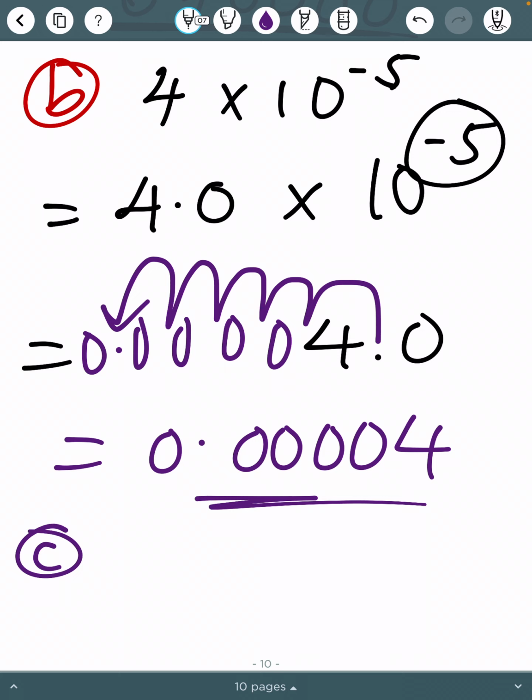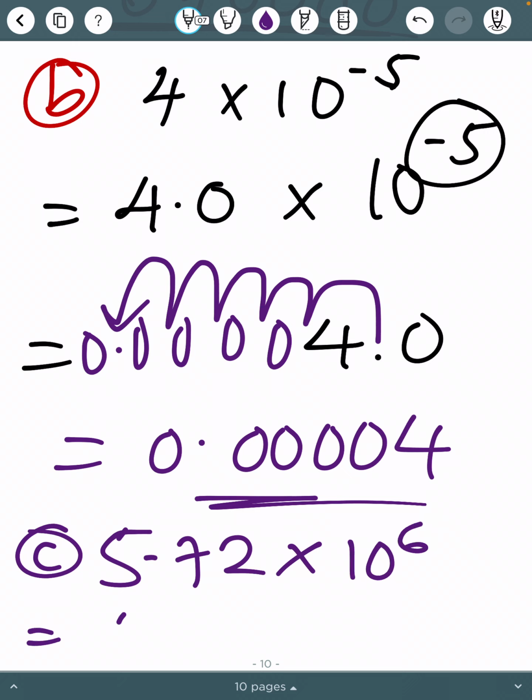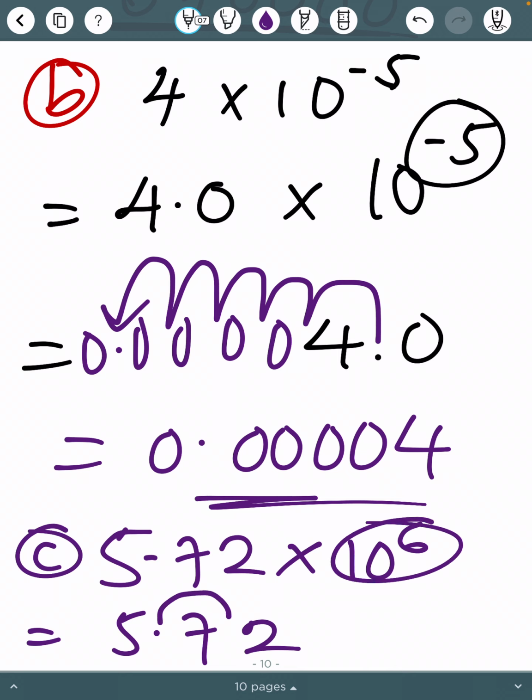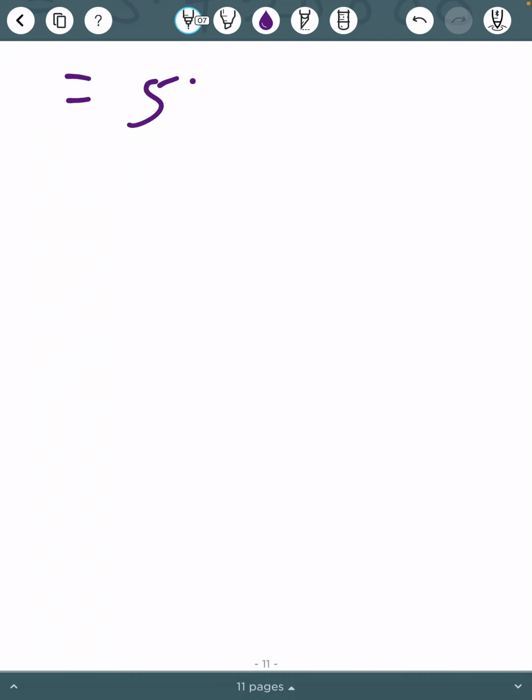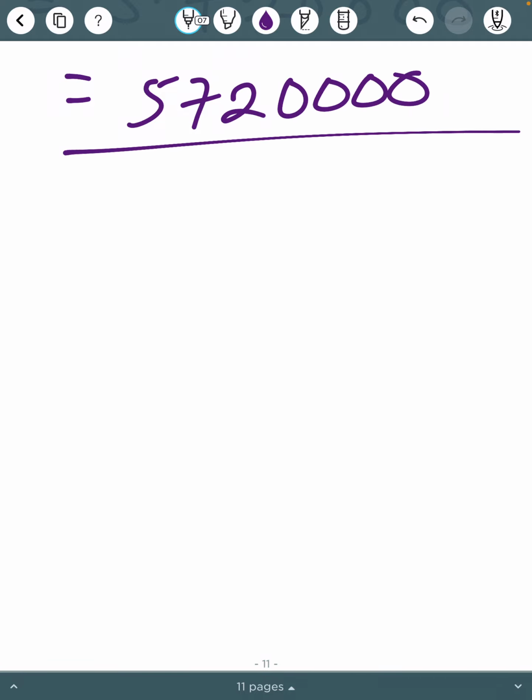Question C says I should change 5.72 times 10 raised to power 6 to ordinary form. Let me just write 5.72 and move the decimal forward 6 times. 1, 2, 3, 4, 5, 6. This is where my decimal will be, and I fill these spaces with 0. So my answer will be 5,720,000. That's my 5.72 times 10 raised to power 6.